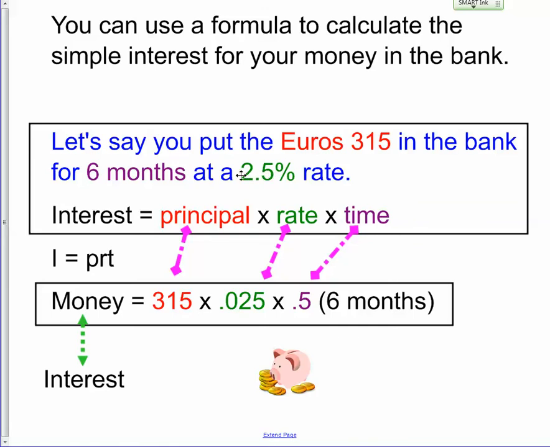Remember, if you put 100 euro in the bank at this rate, at the end of the year, you'd get an extra 2.5 euro, because this means out of 100. So you'd get your 100 euro back plus another 2.5 euro. But we're not putting 100 in the bank, we're putting 315 in the bank.